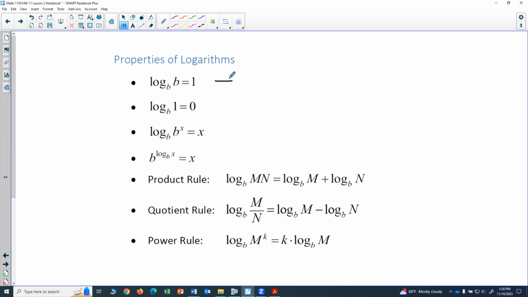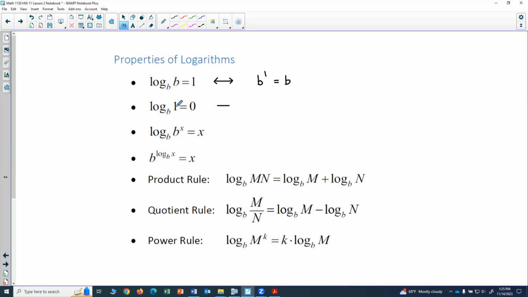This comes straight from the rules of exponents, where if I had the base, which is b in this case, to the first power, remember the exponent is the output of the logarithm, equals b. So the input of the logarithm or argument is the output of the exponential. So b to the first equals b is equivalent to log base b of b equals 1.